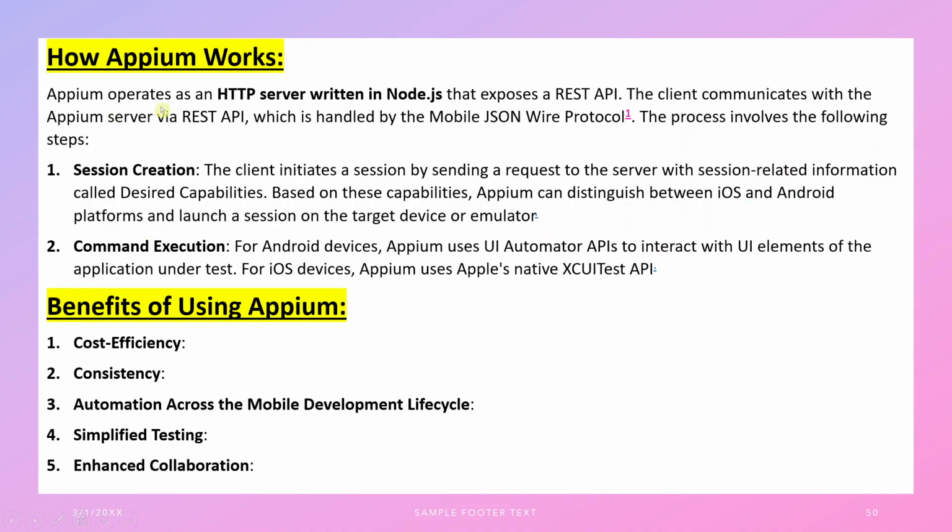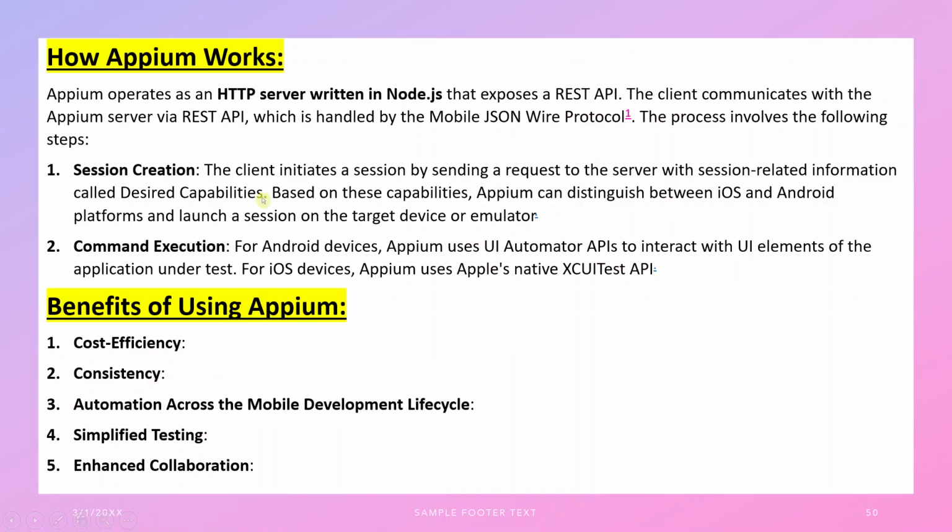Now, the next one is how APM works. APM operates as an HTTP server written in Node.js. The client communicates with the APM server via REST API, which is handled by the mobile JSON wire protocol. The process involves session creation and command execution.